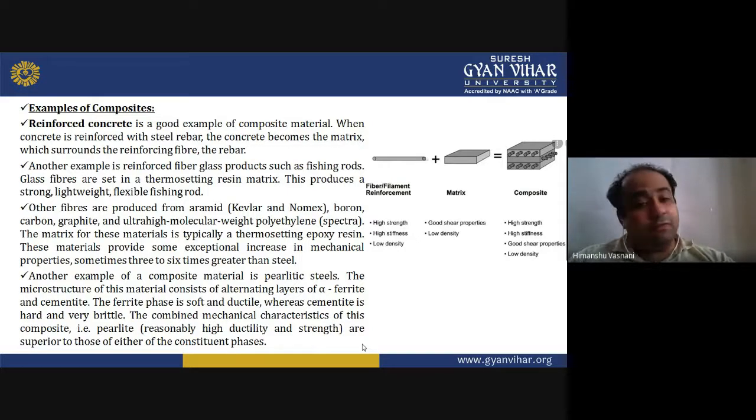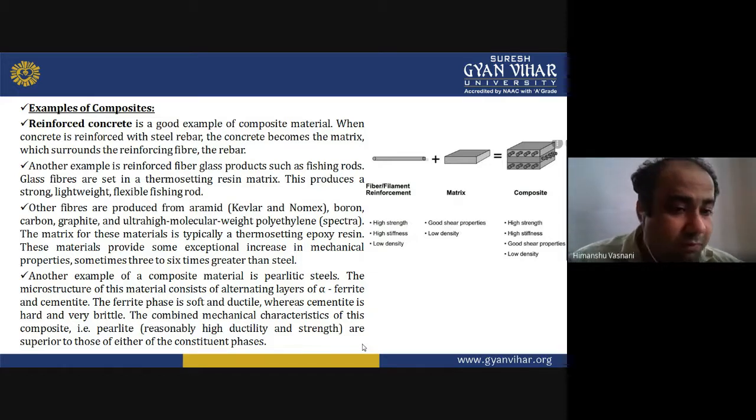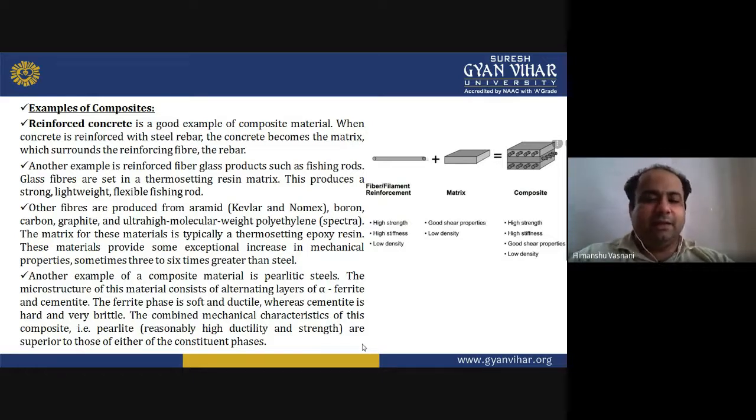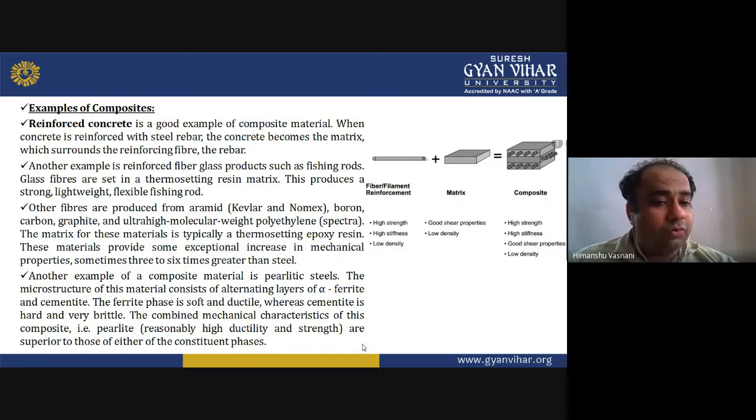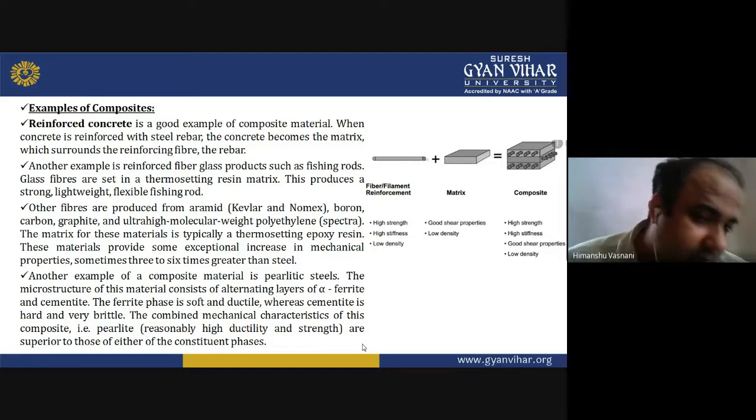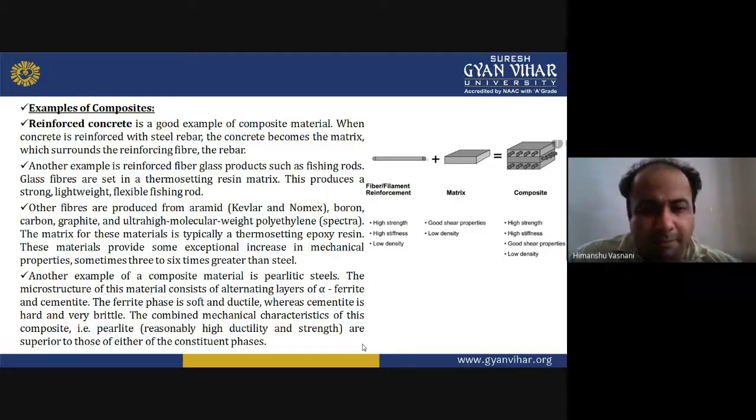The ferrite phase is soft and ductile, whereas cementite is hard and brittle. So the combined mechanical characteristics of the composite, that is pearlite, reasonably high ductility and strength, are superior to those of either of the constituent phases. So these examples of composites are really interesting to know.